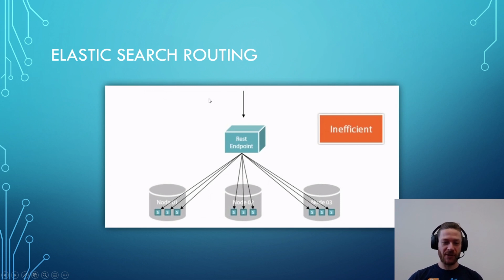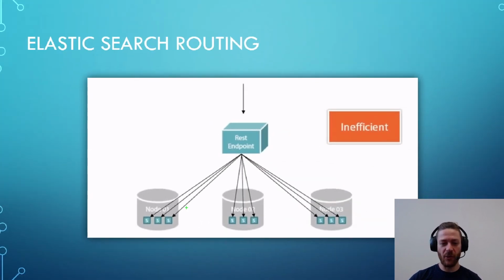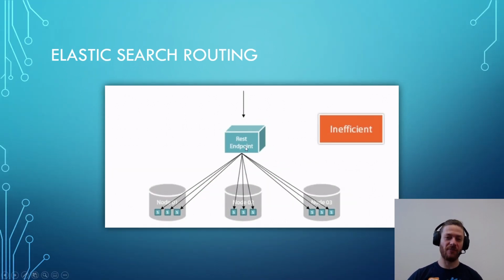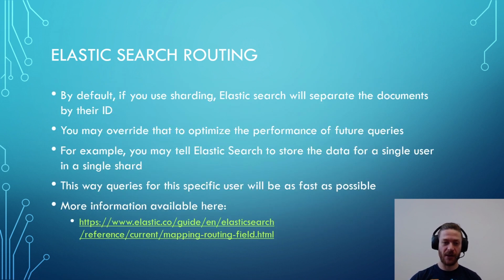The next thing that is important is something like routing. If you have multiple nodes with multiple shards, as you can see, each server here has multiple shards. Node 1, node 2, node 3, each of them has 3 shards. When you hit a request, Elasticsearch needs to check every single shard for that query. So it's not that efficient. Of course, it's super fast, don't get me wrong. But if you want to optimize further, you can specify a routing.